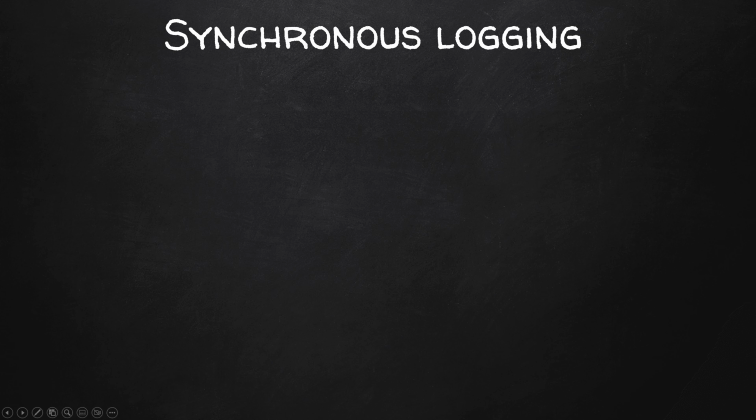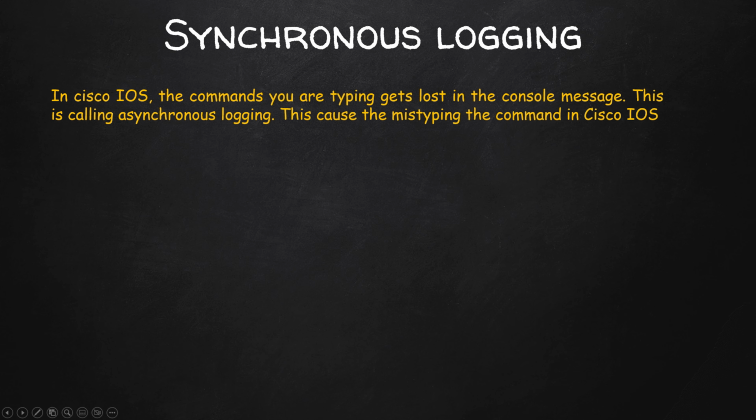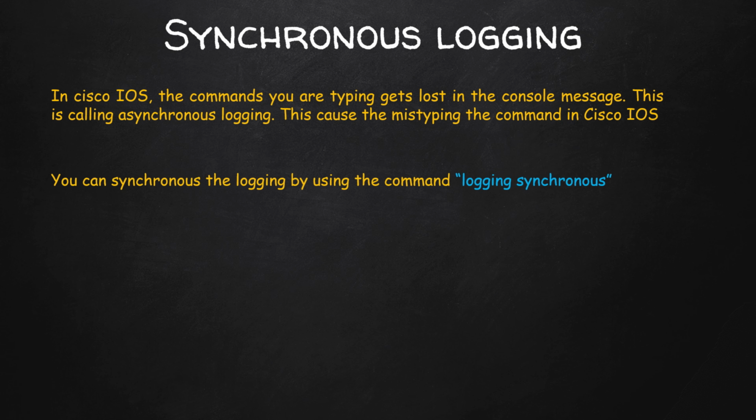The next iOS tip is synchronous logging. What is synchronous logging? In the Cisco iOS, the commands you are typing get lost in the console messages. This is called asynchronous logging. This causes the mistyping of commands in Cisco iOS. You can synchronize the logging by using the command logging synchronous. So let me take you to the Cisco router and show what synchronous logging is.